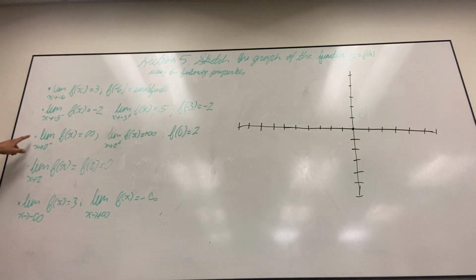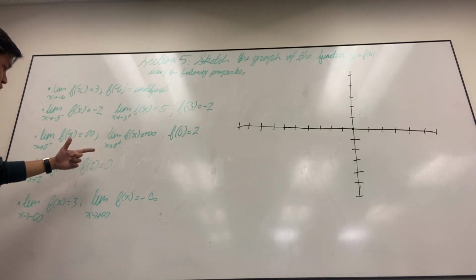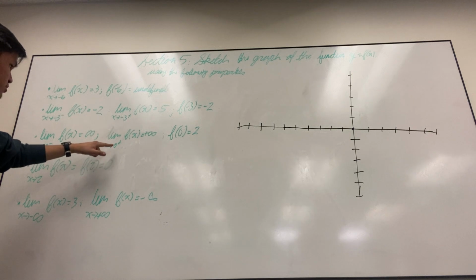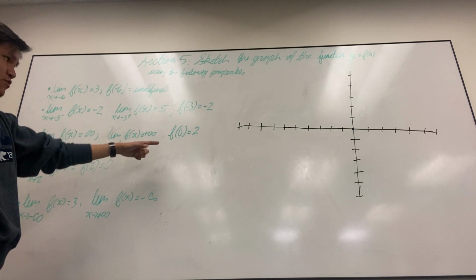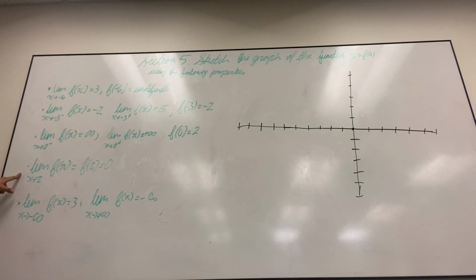Our next property is the limit of f of x equals positive infinity as x approaches 0 from the negative side. The limit of f of x equals positive infinity as x approaches 0 from the positive side. F of 0 is 2. Our next property is the limit of f of x equals f of 2 equals 0 as x approaches 2. Our next limit is the limit of f of x equals 3 as x approaches negative infinity. Our next is the limit of f of x equals negative infinity when x approaches positive infinity.